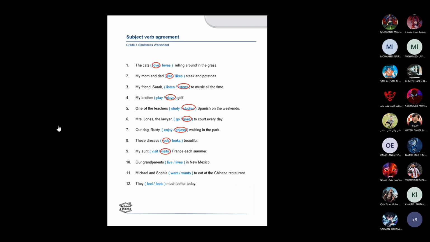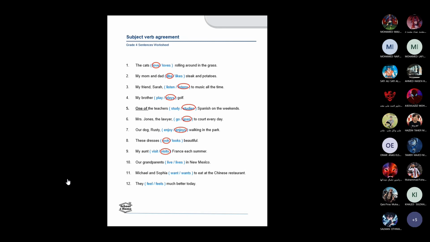Abdul Malik Al Hazmi. Abdul Malik has gone. Okay. Talal Yusuf. Yes, mister. Number ten, Talal.